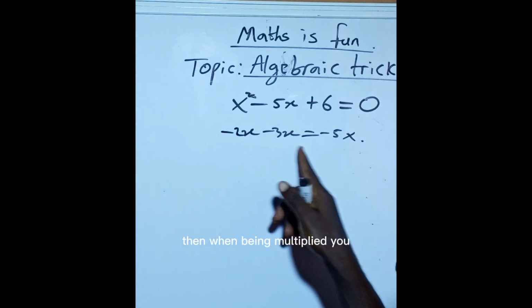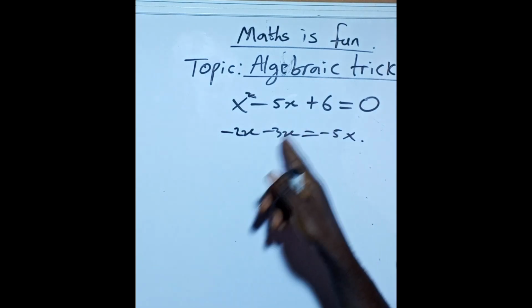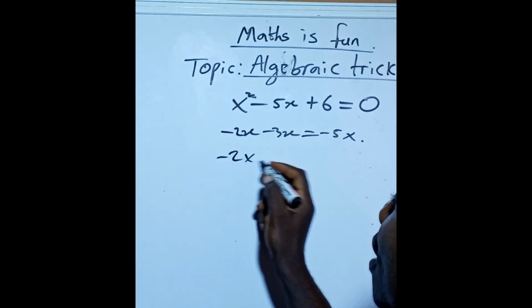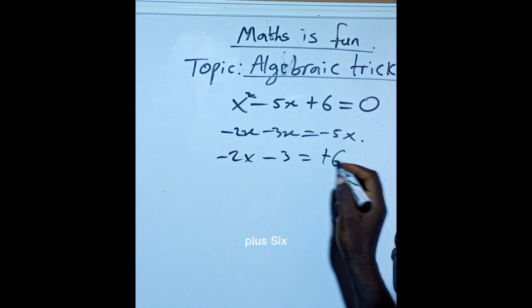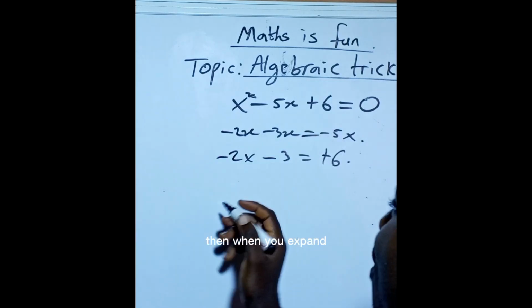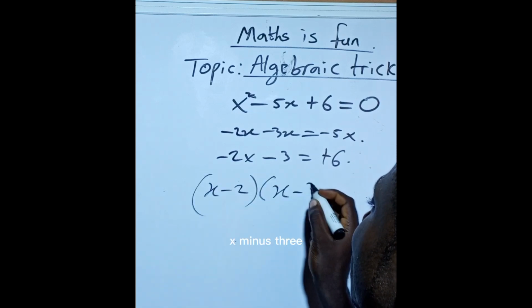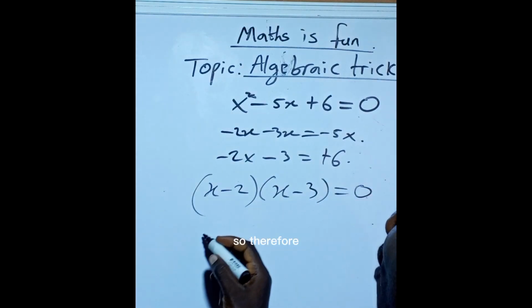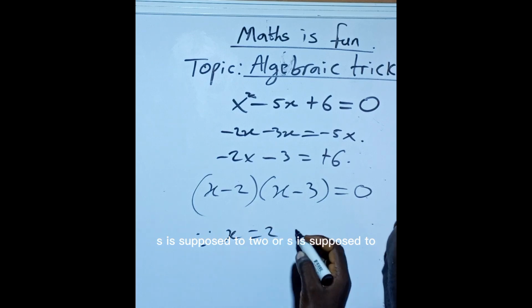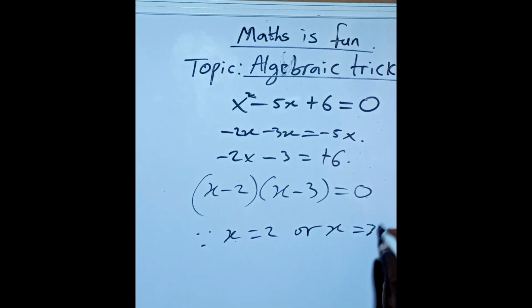Then when being multiplied, you have what? 6. That is minus 2 times minus 3 will give you what? Plus 6. Then when you factorize, you have x minus 2 into bracket x minus 3 equals 0. So therefore, x equals 2 or x equals 3. Answer.